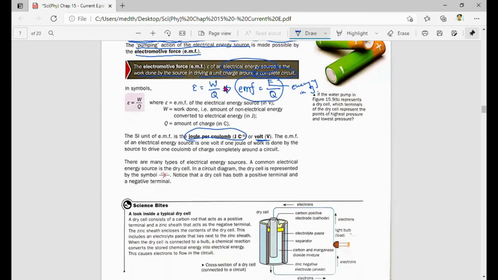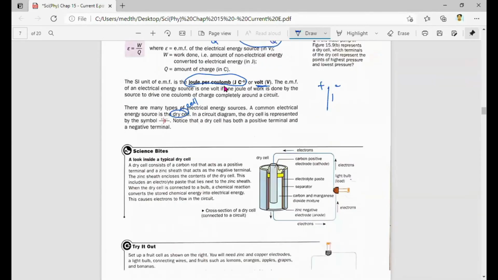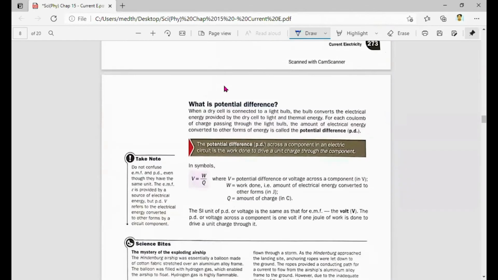Okay, now, there are many types of electrical energy source. A common one is actually a dry cell, which is just a cell. So what you're going to draw, it looks like this. This is your typical cell. Do take note, the dry cell always has a positive and a negative terminal. The longer one is positive, the shorter one is negative. Okay? Next, what is potential difference?